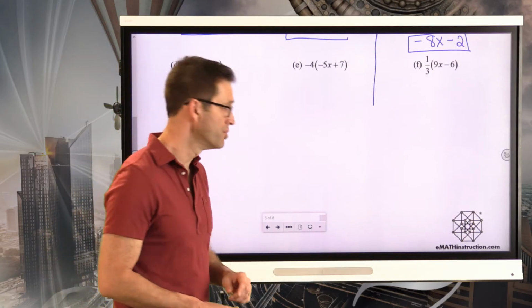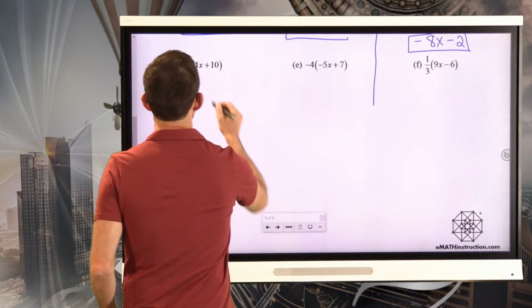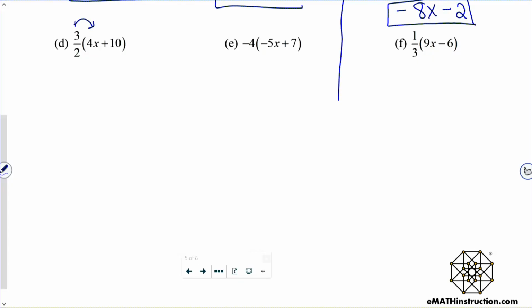All right, let's go through it. Again, no real big deal here. It's just the involvement of fractions that can really kind of start to throw us off. So we're going to multiply 4x by 3/2, and we're going to multiply 10 by 3/2.